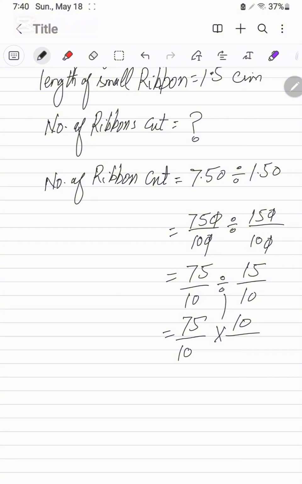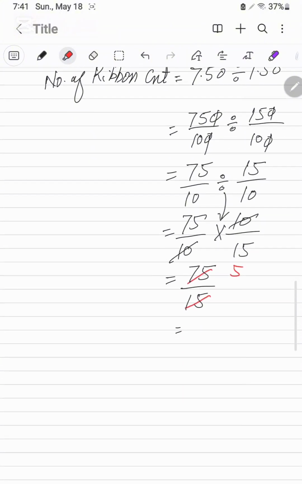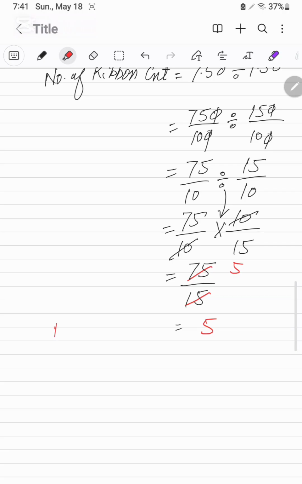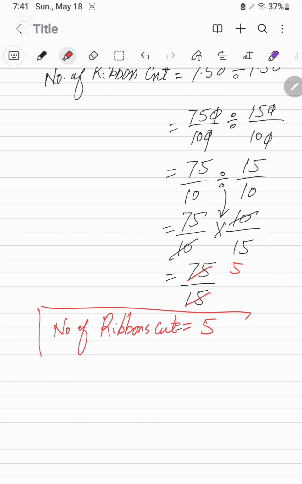Next, division will be converted into multiplication, and we will take the reciprocal of the second term. It will be 10 over 15. 10 will be cancelled with 10, 75 over 15. Now we cancel 15 with 75, it will be 5. So number of ribbons cut, these are 5.